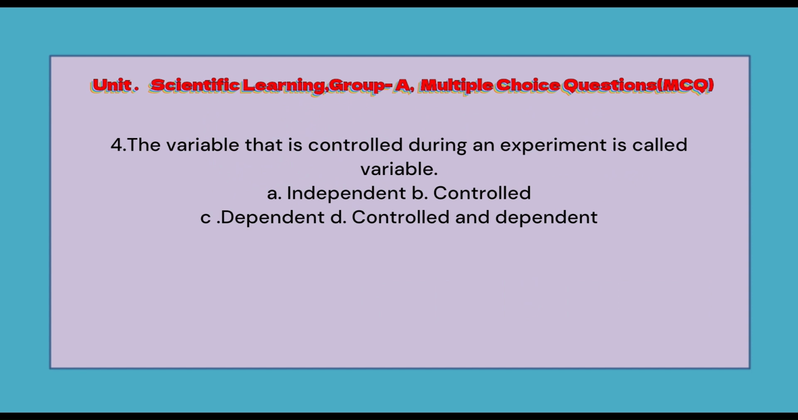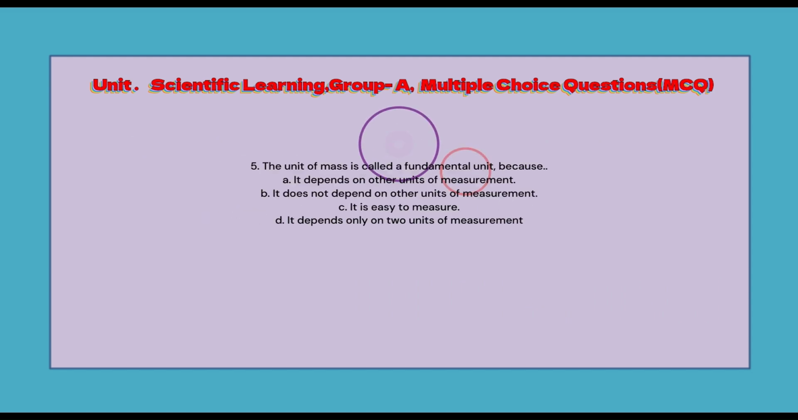4. The variable that is controlled during an experiment is called variable. A. Independent. B. Controlled. C. Dependent. D. Controlled and dependent. Correct answer B. Controlled.